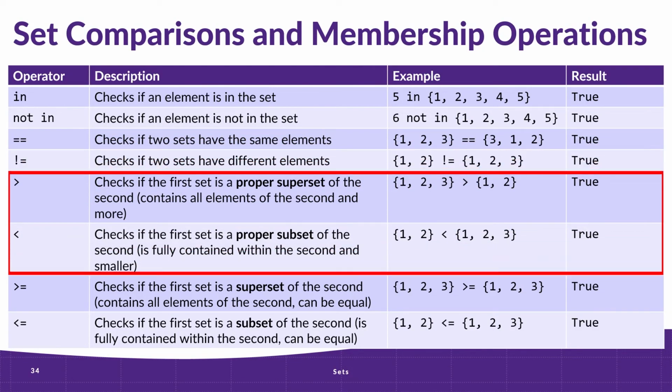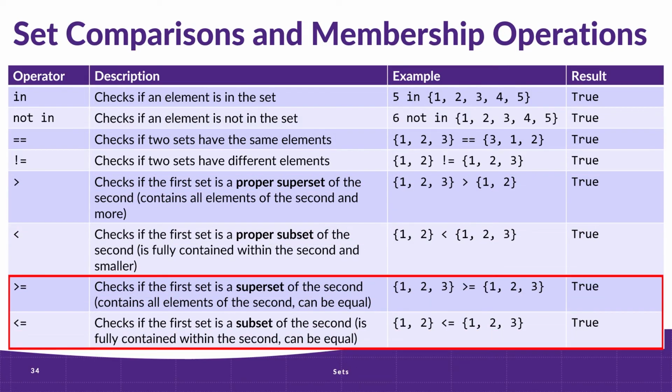The next set of operations are greater than and less than. And for sets, these check if a set is a proper subset or a proper superset of another set. So the greater than operation would be checking if a set is a proper superset of another set. By proper superset, we mean that it contains all of the elements of the subset you're comparing it with, and at least one additional element. They can't be exactly equal. For less than, it's proper subset, and that means that we're checking if all of the elements in the subset are also in the superset, and it has to have at least one less element. It can't be exactly equal.